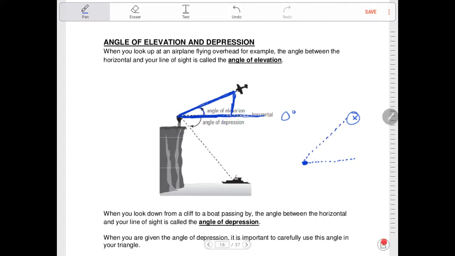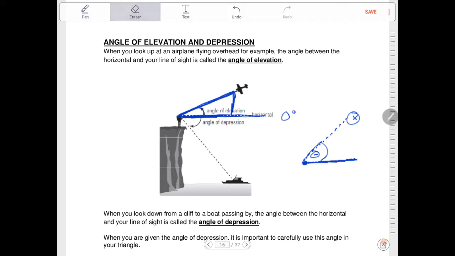So where's your angle of elevation? The angle of elevation always occurs between the horizontal, or straight out in front of you line, and the line of sight up to the object. There's your angle. That's your angle of elevation. It always occurs like that. That's pretty easy, I think.